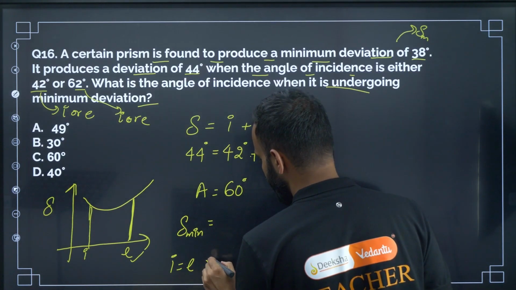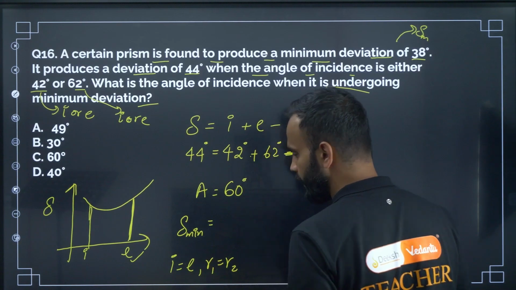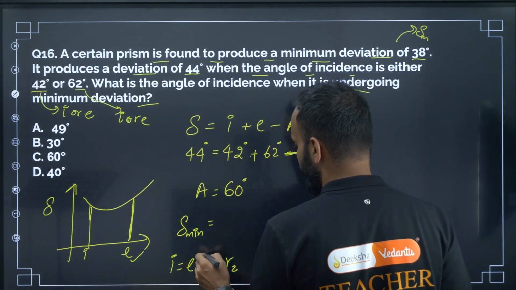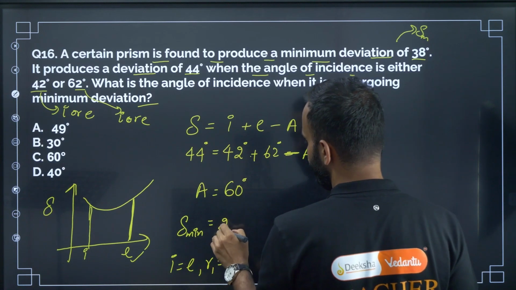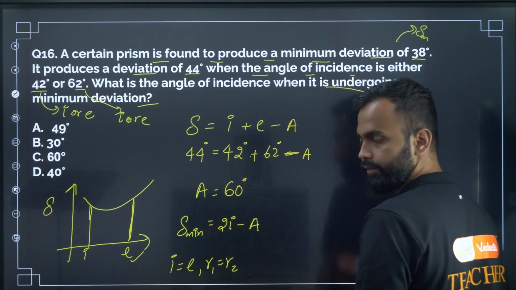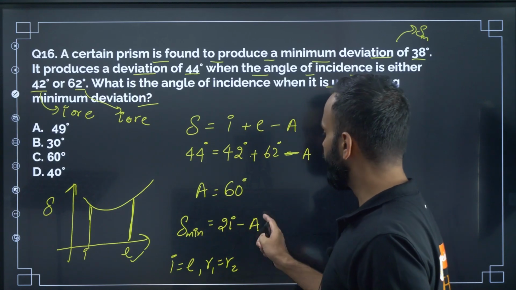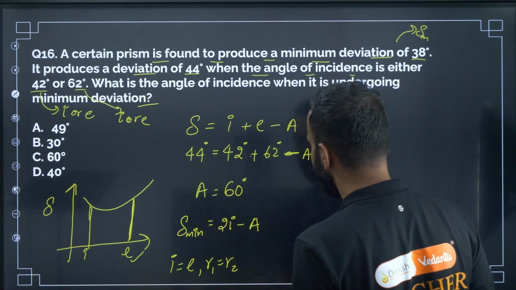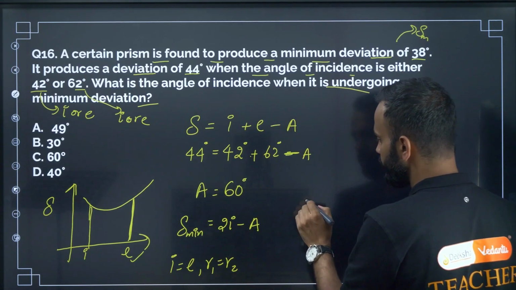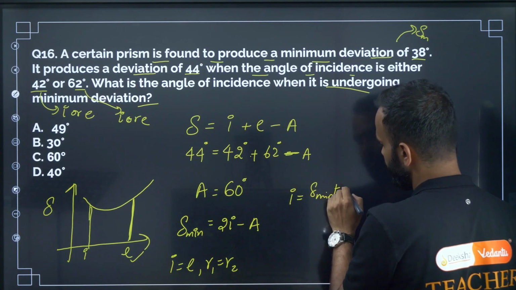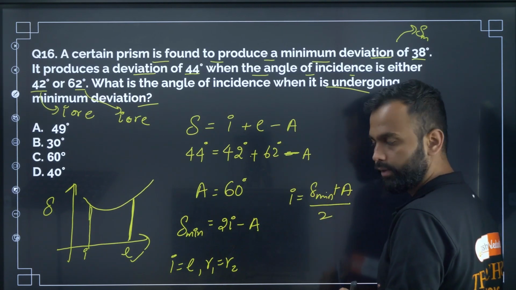So i equal to e and r1 equal to r2. These are the conditions for minimum deviation. So delta minimum equal to 2i minus A, right? So i we need to find. We have the value of A, we have the value of delta minimum. So here i is equal to (delta minimum plus A) divided by 2, right?